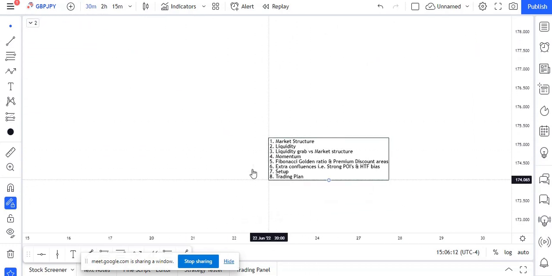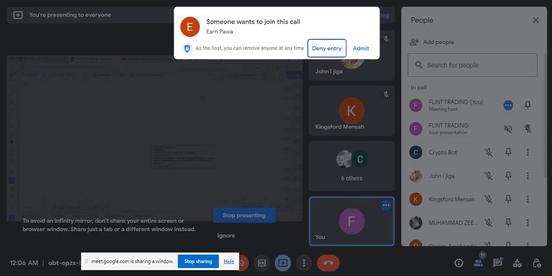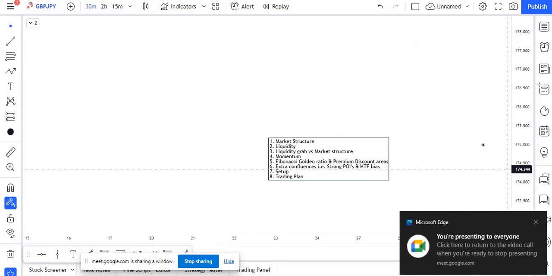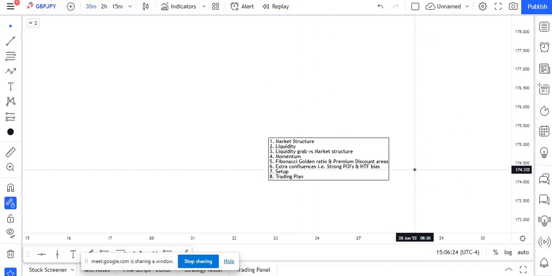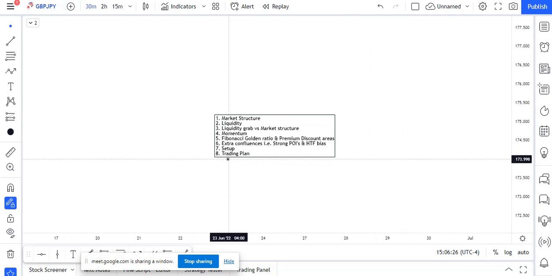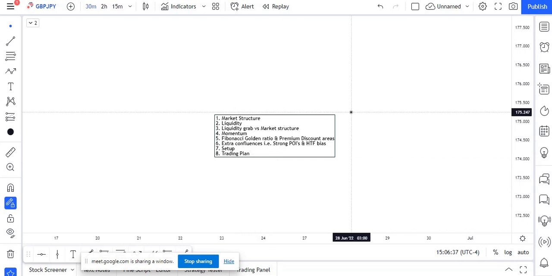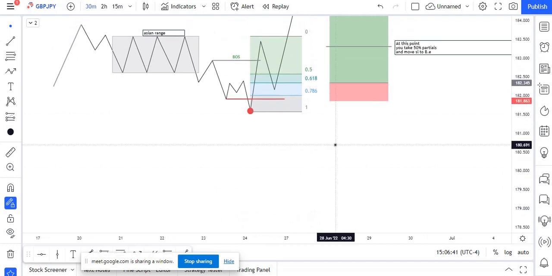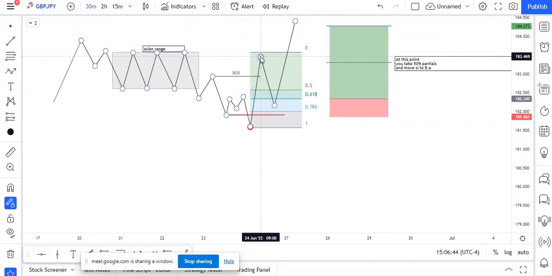Now there are two things which I will be going over in today's session, and that is people still coming. So there are two things that I will be covering: some practical scenarios of this specific pattern and the higher time frame bias, and how you can use that to increase the probability of your setup.